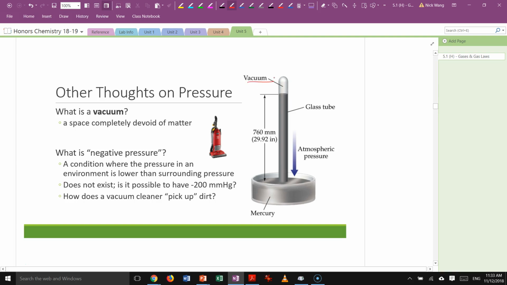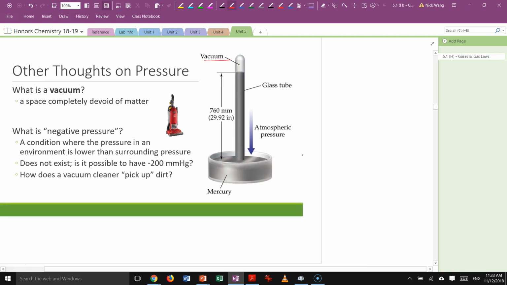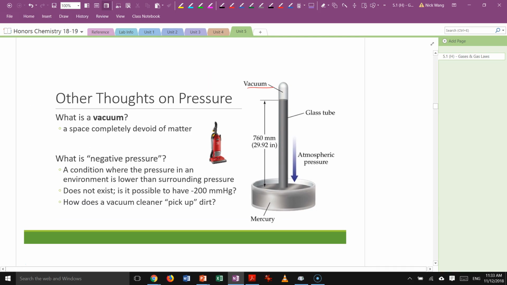And then the other part of this is how this works with your atmospheric pressure. How exactly does this do this? Well, we talked about this earlier. How exactly do things move, or how can we make gases move? Well, it's moving from higher pressure to lower pressure.